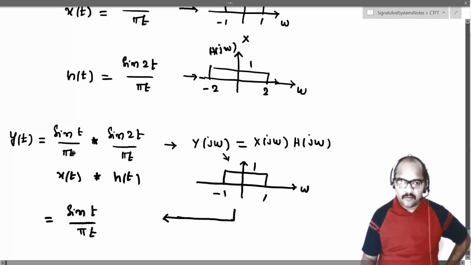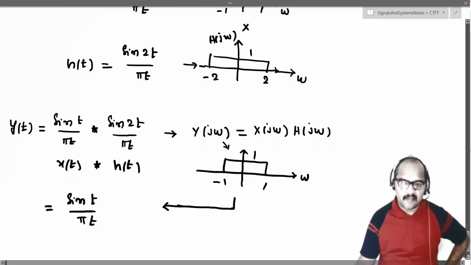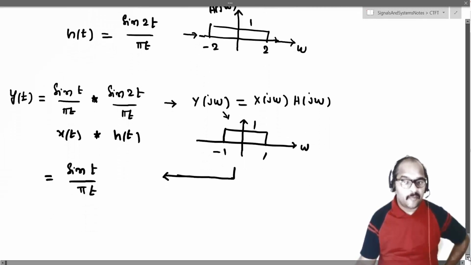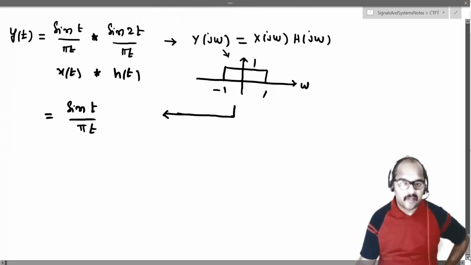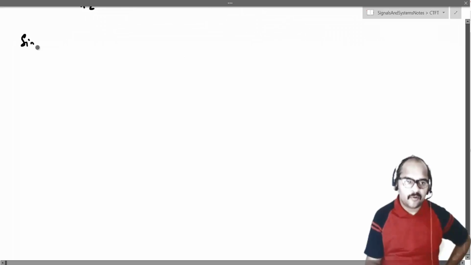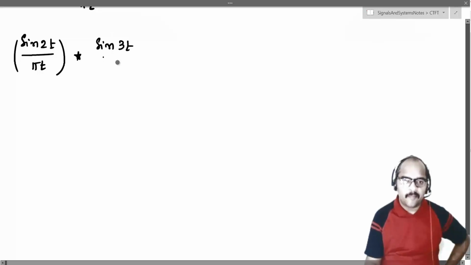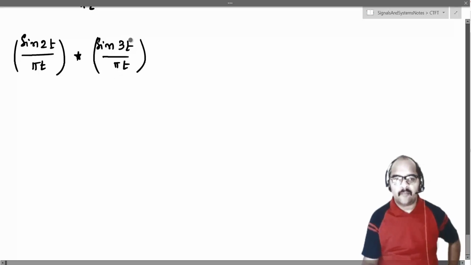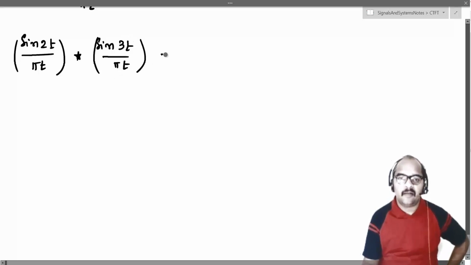So what did we get? Sine t by pi t convolved with sine 2t by pi t gives sine t by pi t as the answer. If you do it in time domain, it would be very tough, but in frequency domain it is easy. Just for understanding, we will take one more example. What would be sine 2t by pi t convolved with sine 3t by pi t? Just visualize here.